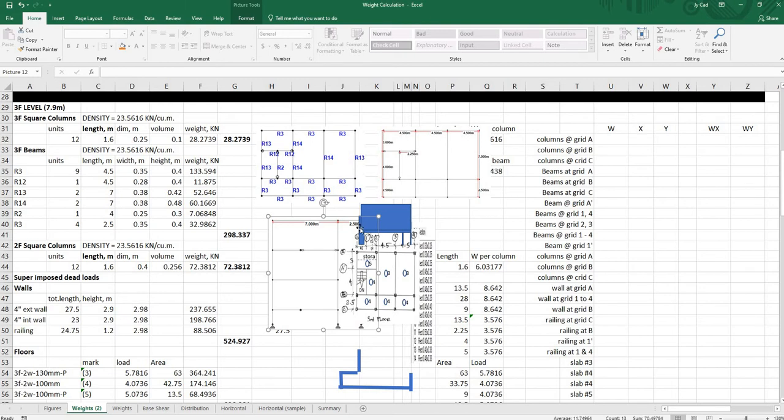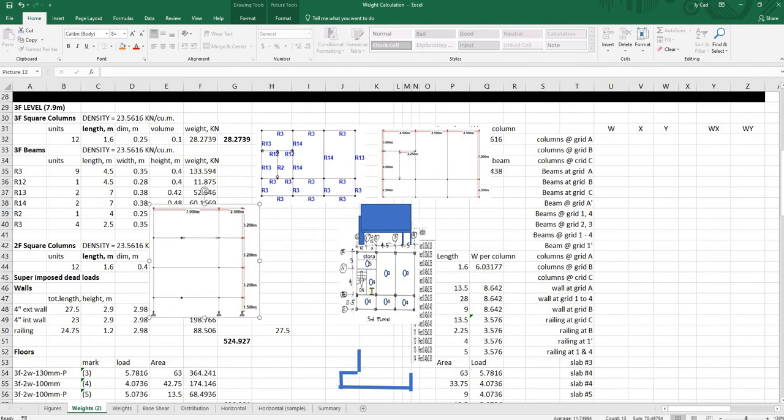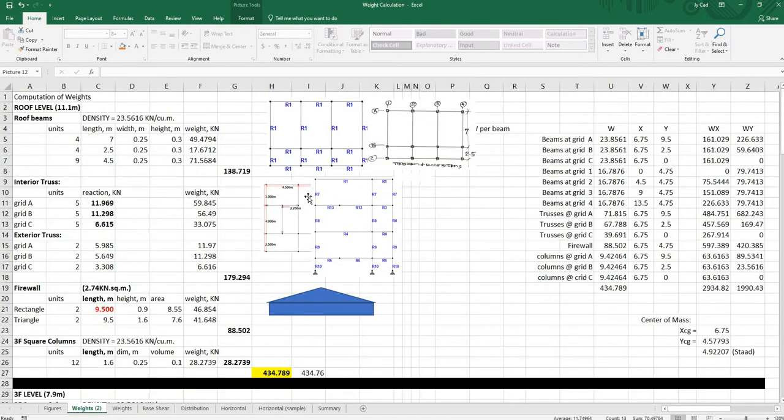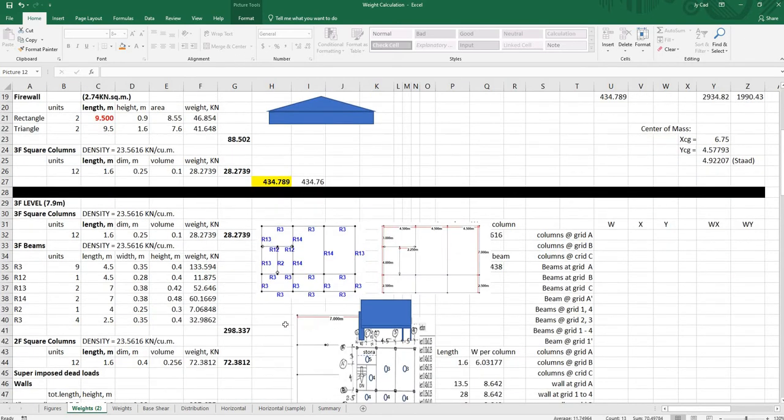So at grid A, nagkataon na ang mga columns natin ay pare-parehas. Pare-parehas silang R7 sa third floor, sa second floor, pare-parehas silang R8. Now, yung third floor columns, that is 0.25 by 0.25. Okay, so let's compute the weight.